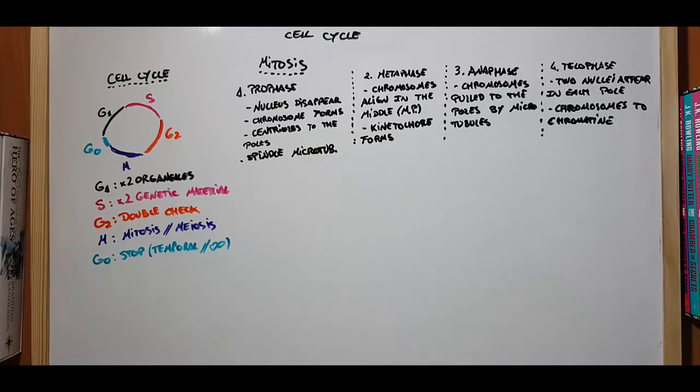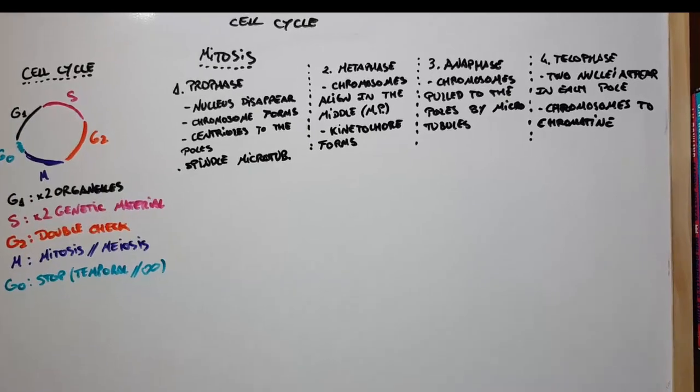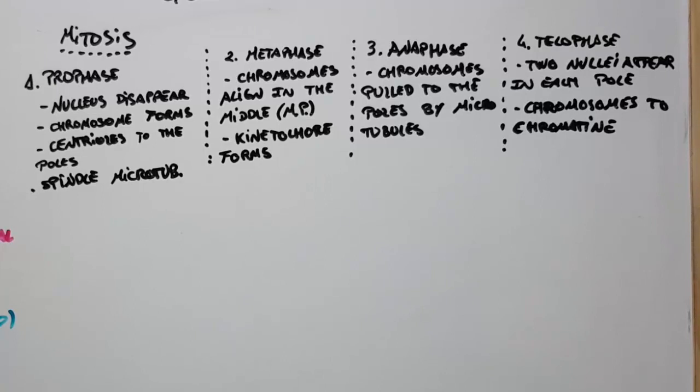Then we have the metaphase, where the chromosomes align in the middle. That is called the metaphasic plate, and the kinetochore forms. That is the microtubules plus and the centrosome. And in the anaphase, the chromosomes are pulled to the poles by the microtubules, and in the telophase, two nuclei appear at the poles because the chromosomes are already there, and the chromosomes uncoil into chromatin inside the nucleus, obviously. Then we have the cytokinesis where the cell divides in two.